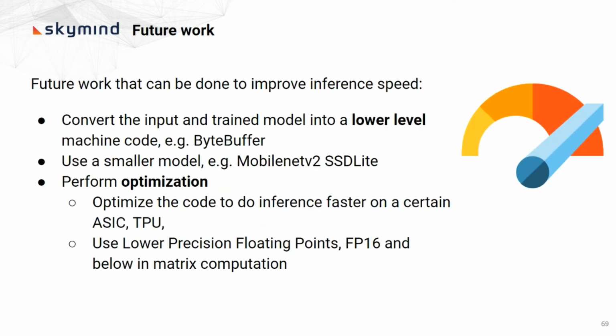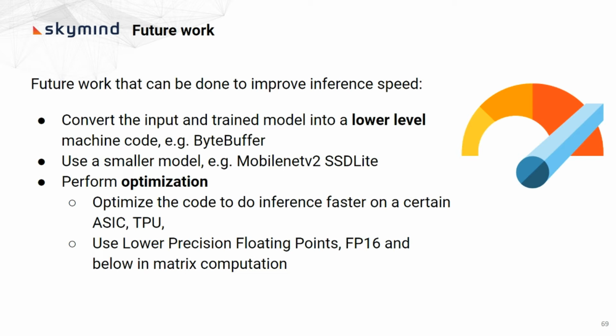Okay, so you have seen that it's so slow. How are you going to use this? That's not the end, right? It's the beginning. So how do you make it faster? First of all, you can try converting the input or the trained model into lower level machine code. For example, how TensorFlow does it is that they convert everything into a byte buffer object. It's lower level, so I guess it's faster.